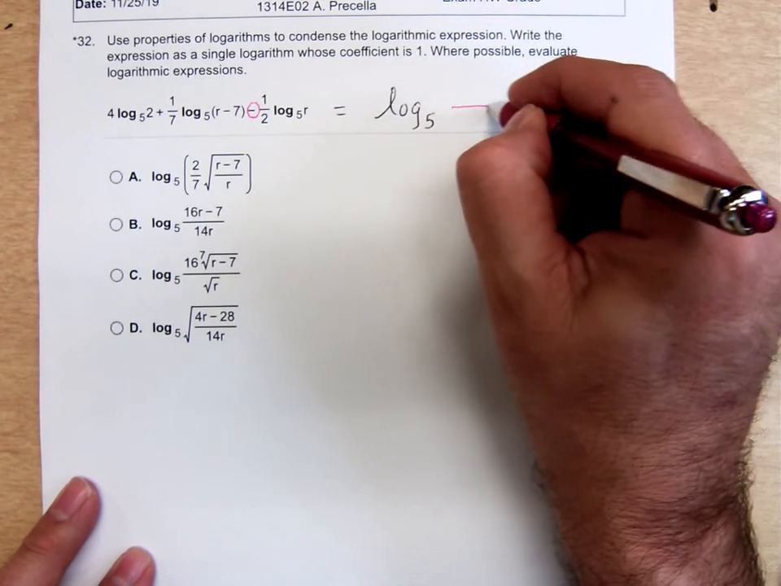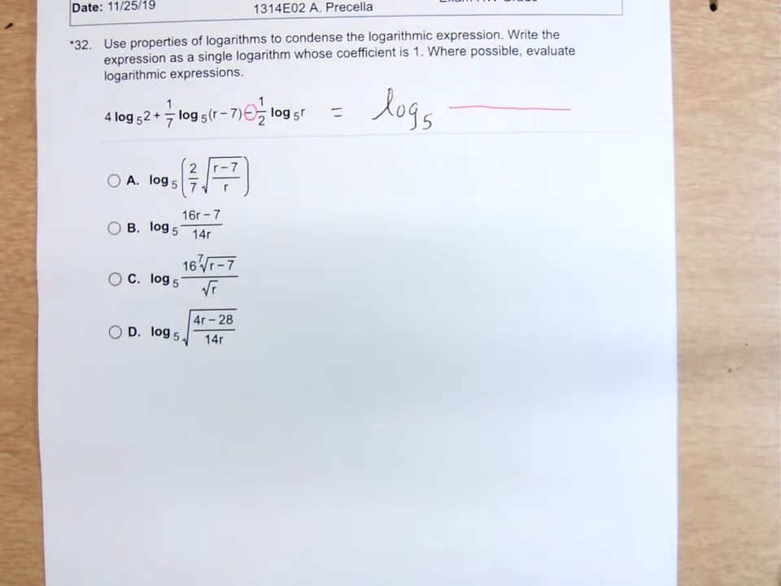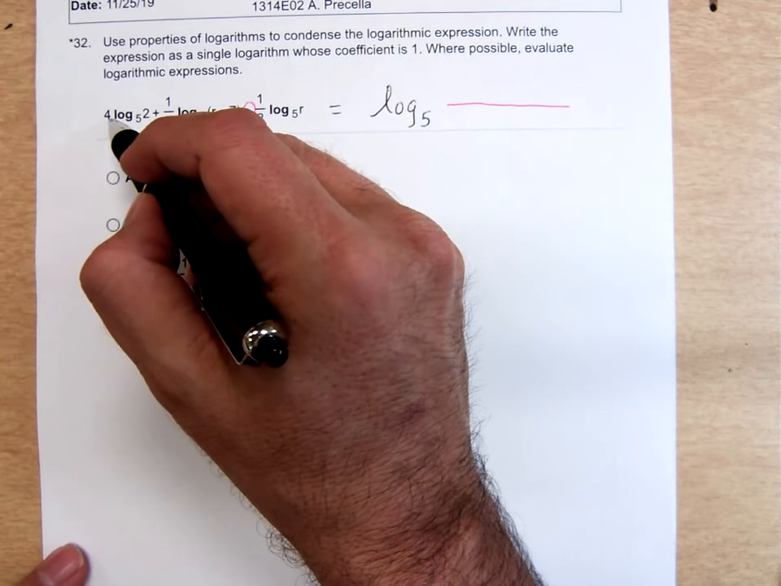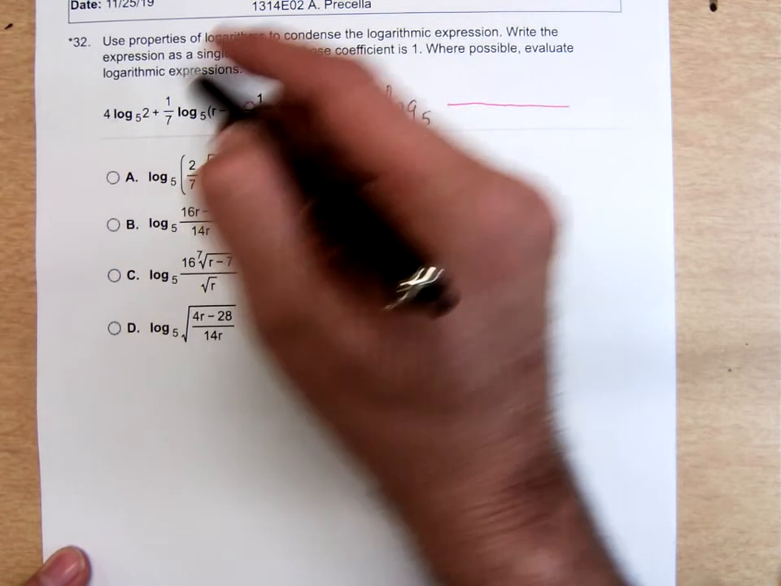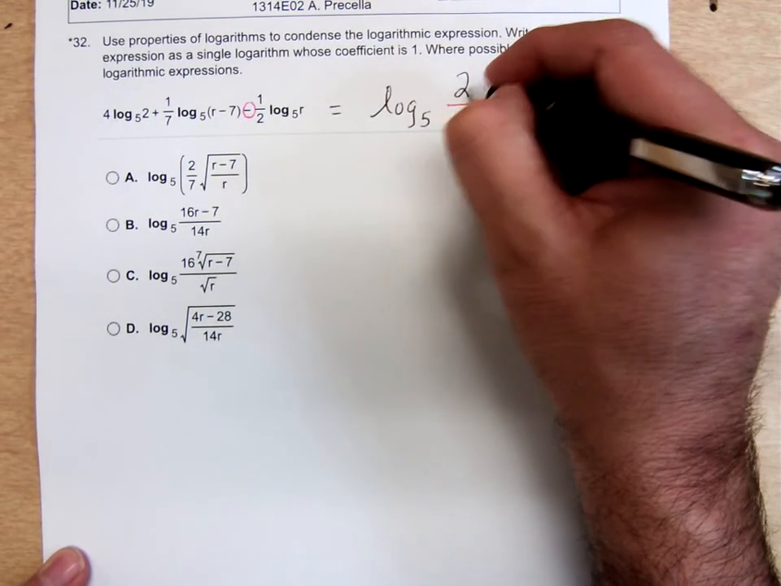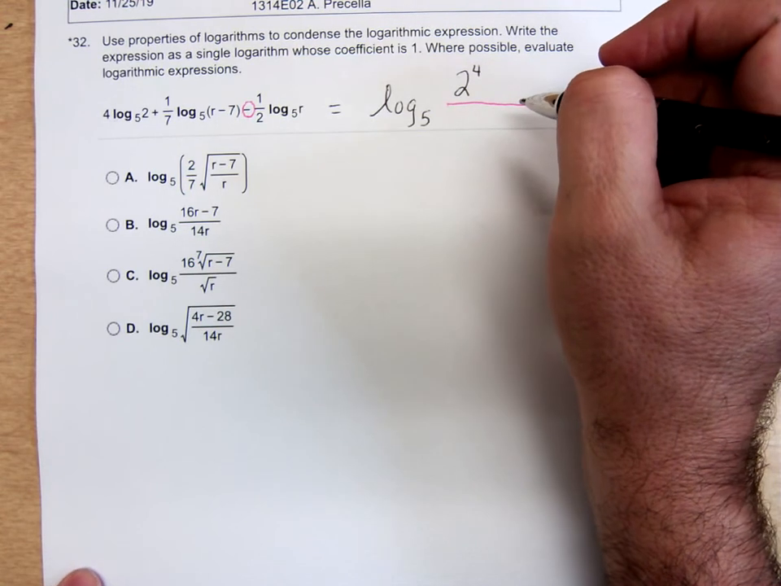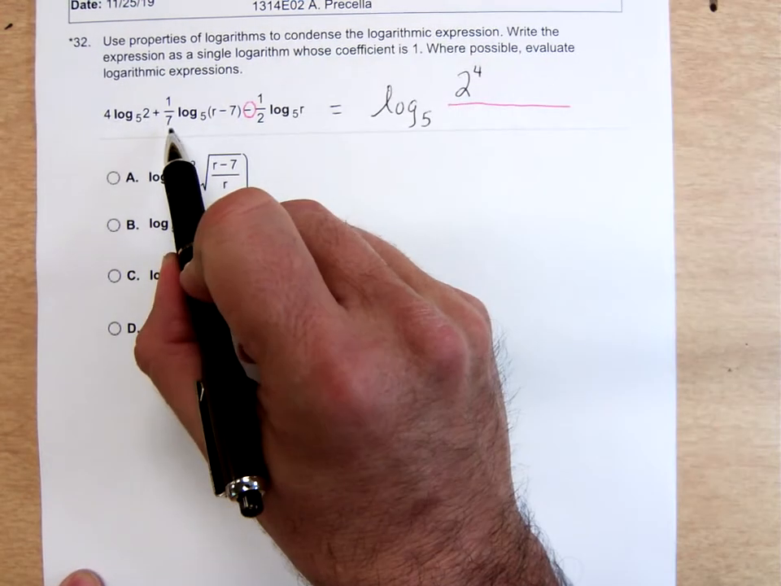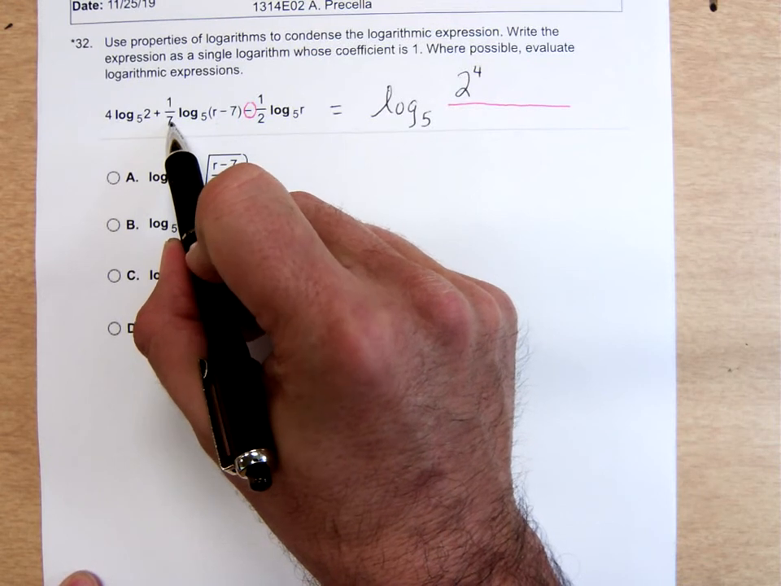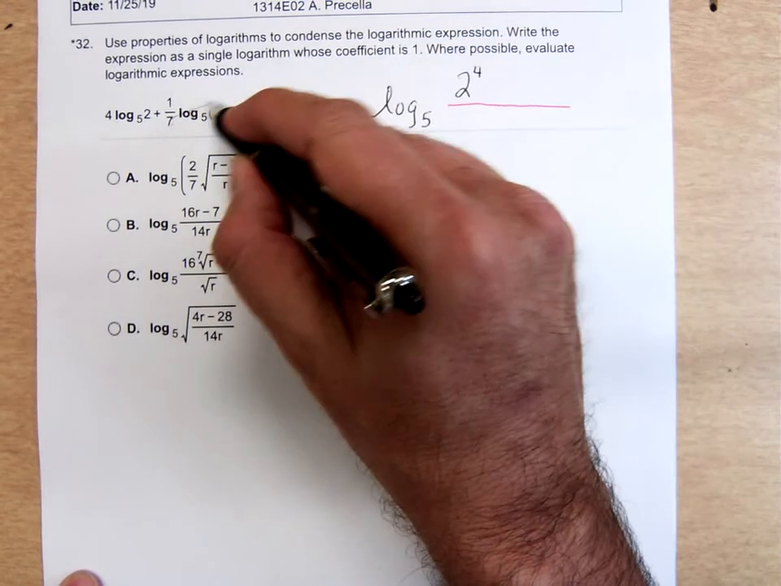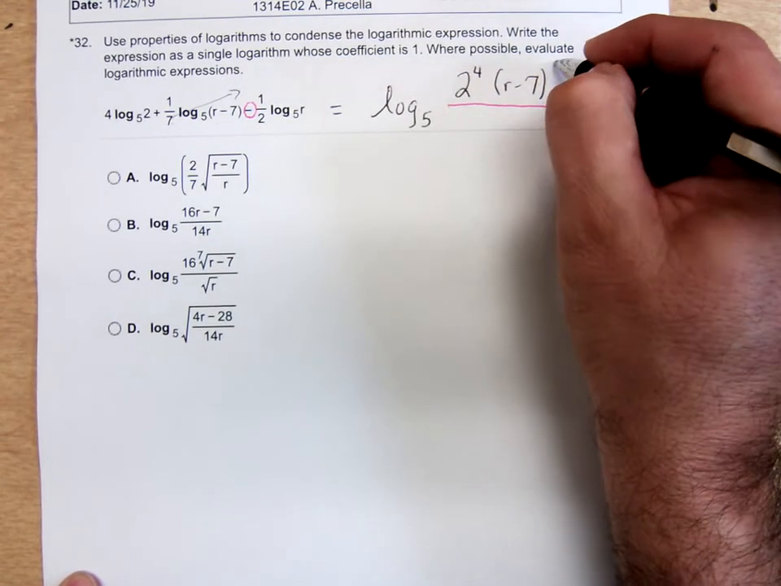Now, the number in front of the letter L, that's the exponent. So the 4 is an exponent. So you have a 2 with the 4 as its exponent. This 1 over 7 is the exponent. So we have the r minus 7 with the 1/7 as the exponent.